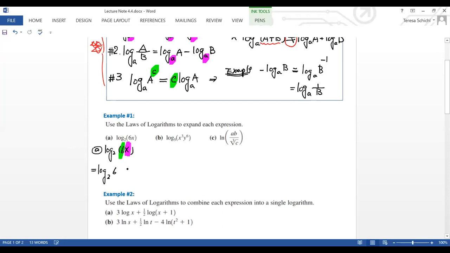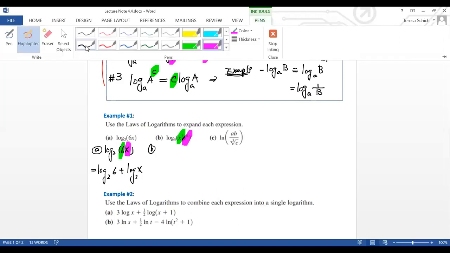You divide it into a 6 plus log to the x's here, okay? So that is the multiplication rule. Okay, so let's take a look at part B here. So inside here, you also have this one and this one, right? So it's the multiplication of the 2.